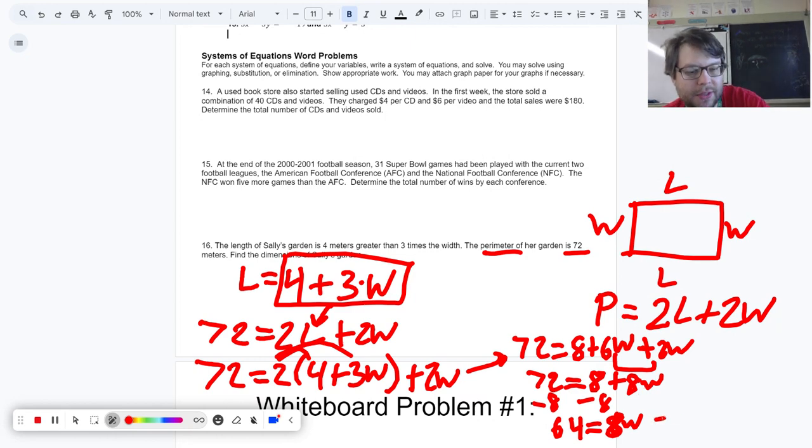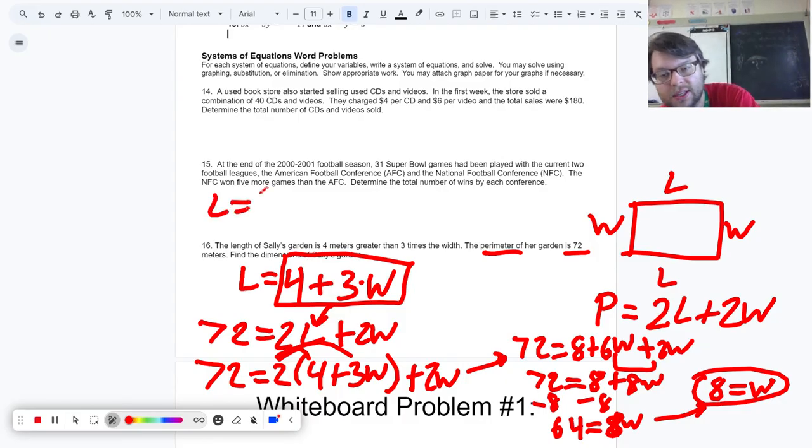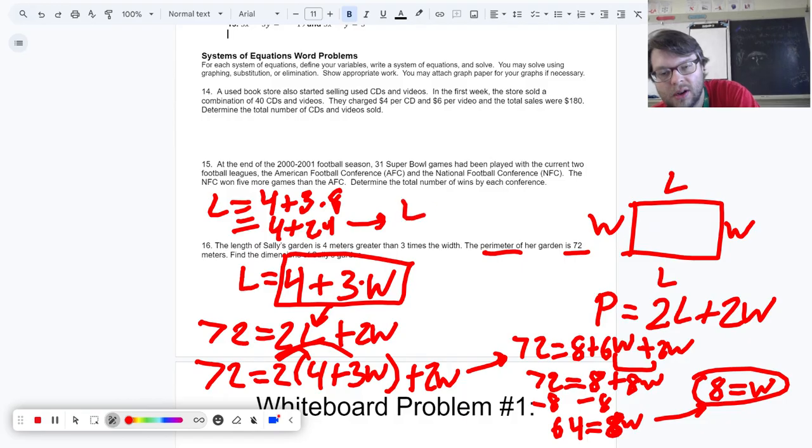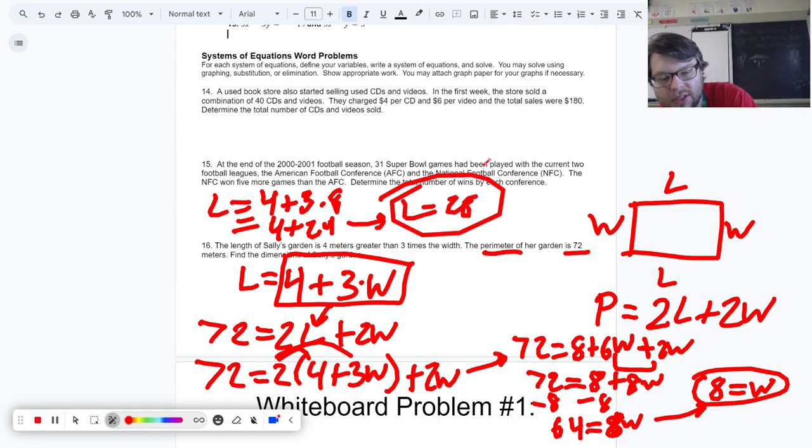Divide by 8. 64 divided by 8 is 8. So 8 is W. And then it told me that L is 4 plus 3 times W. So that means L is 4 plus 3 times 8. 4 plus 24. L is 28. So now we know Sally's garden is 28 by 8. Kind of long and skinny.